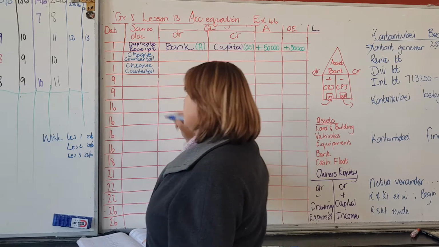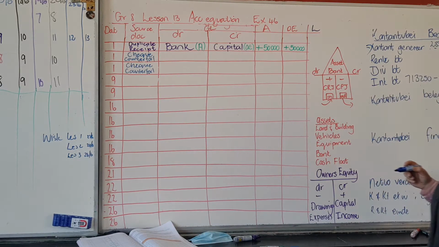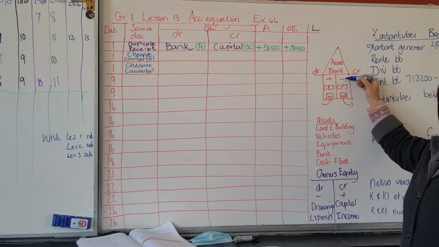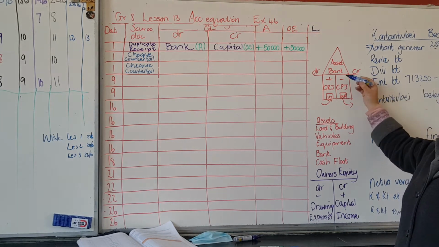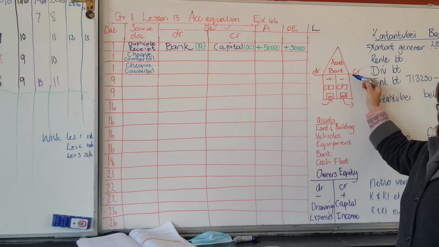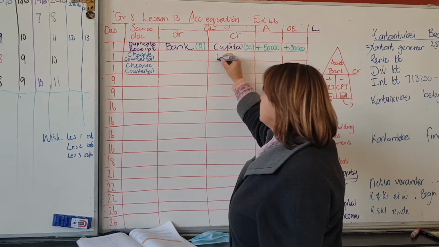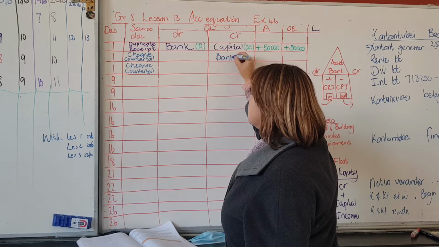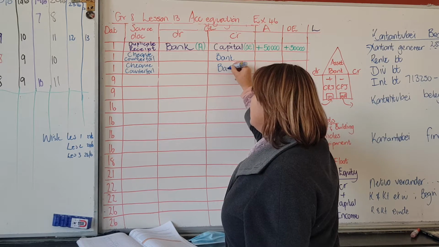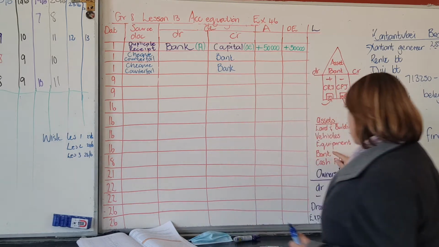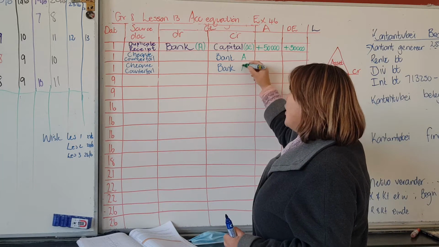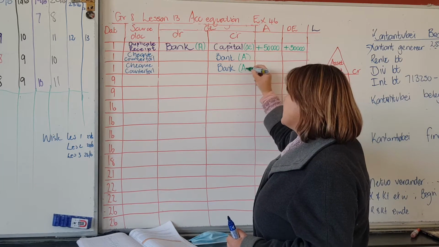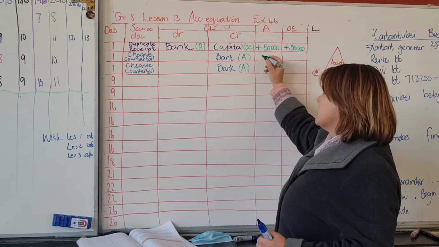Now let's go and see. If you made a payment with a check, your bank decreases. Money went out of your bank account, so your bank account is going to be credited. Both transactions. And remember, you know that bank is an asset, so your asset is going to decrease because you made a payment.